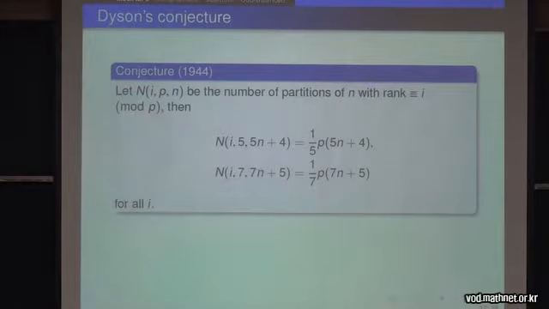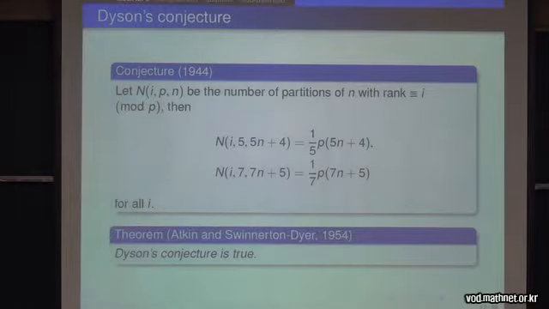Similarly, he noticed that it also holds for the partitions into 7n plus 5. When we look at the partitions of 7n plus 5 modulo 7, he noticed that the rank equally divides the class of partitions into the same 7 pieces. So that's why P of 7n plus 5 is always a multiple of 7. And then that conjecture was proven by Atkin and Swinnerton-Dyer 10 years later using modular forms.